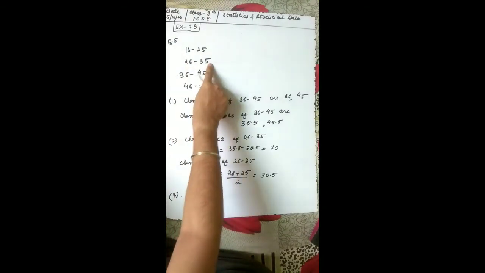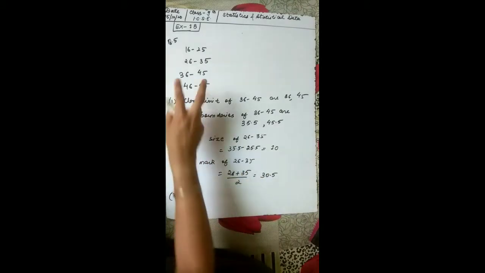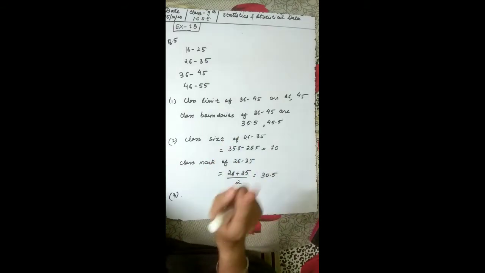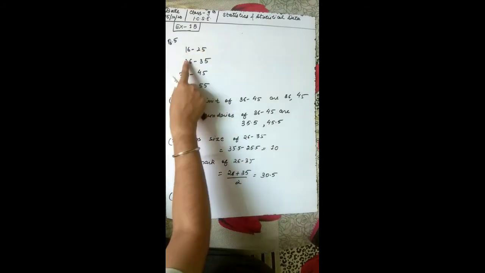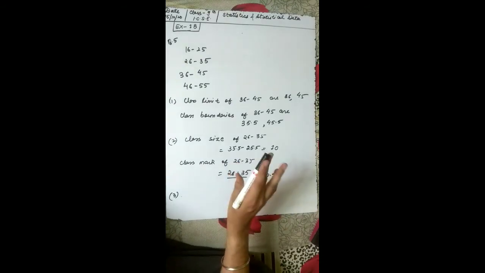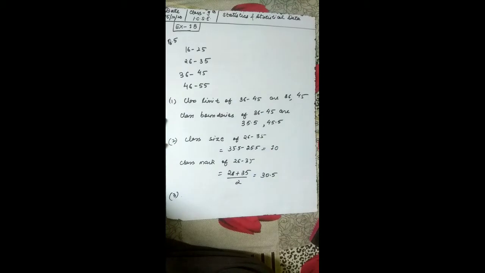If the class intervals of a frequency distribution are 16 to 25, 26 to 35, 36 to 45, and 46 to 55, my question to you is, is it overlapping or non-overlapping? If the answer is non-overlapping, then this is correct, because the upper limit of this interval is not matching with the lower limit of the next interval, hence this is a non-overlapping interval. So the things will be different now. Let me teach you how you can change this non-overlapping interval into an overlapping interval.